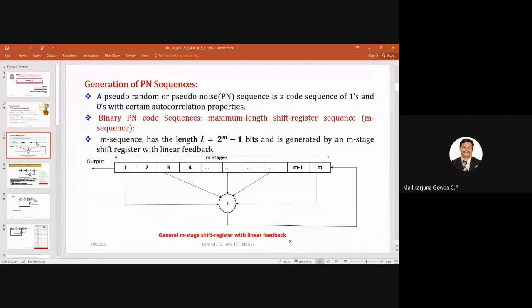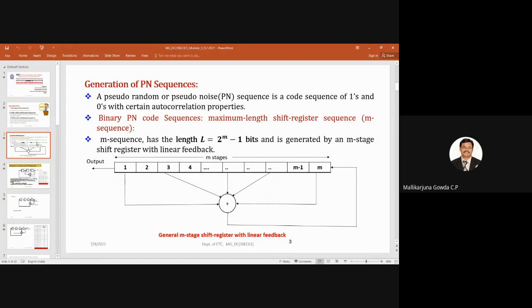Sir, it is called an M sequence. For L equal to 2 power m minus 1, that many bits can be generated for M stages. That is, if M is equal to 3, if we have 3 stages, then we can generate 7 bits. We can generate a pseudonoise sequence having a length of 7 bits, right? Okay, so what you said is exactly correct.